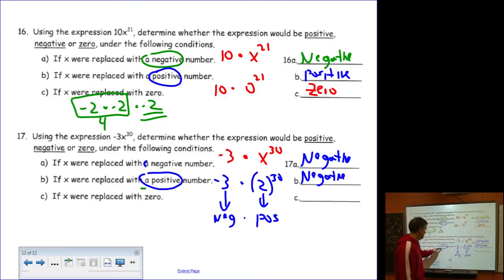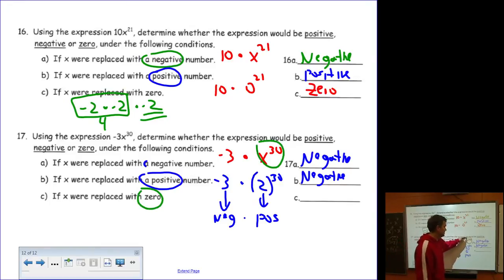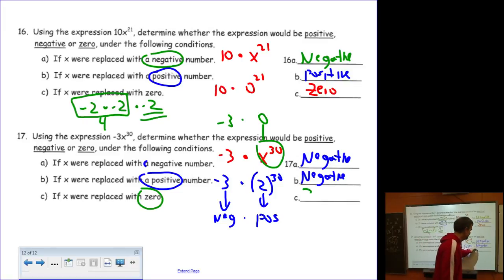And last up, if you put 0 in for x, this turns out to be 0, and you'd have negative 3 times 0, which is 0. All right, hope that helps.